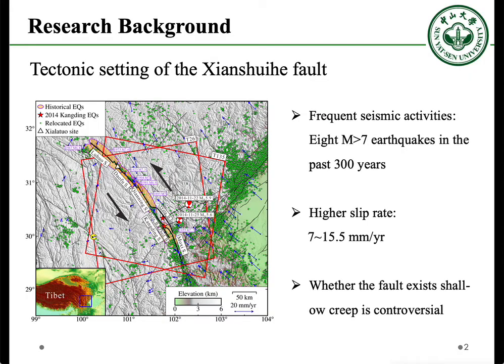The Xianshuihe fault is an active fault in East Tibet. Historic seismic activities on this fault are very frequent. In the past 300 years, there have been 8 earthquakes of magnitude 7 or higher. Geological and geodetic slip rate of the fault is 7 to 15.5 mm per year. Whether the fault exhibits shallow creep is controversial.